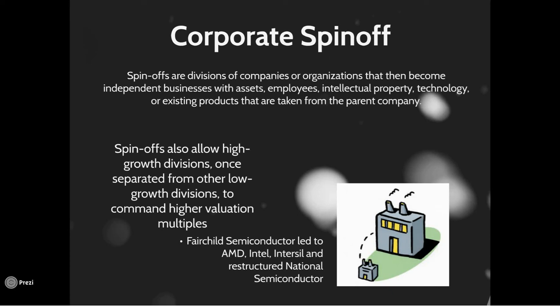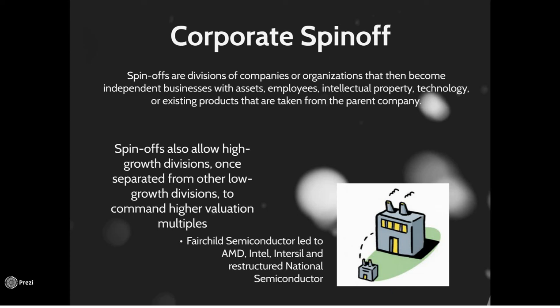And this is done to kind of isolate the different growth factors or the properties of the company. So sometimes a spin-off may have higher valuation or higher rate of growth, and sometimes lower. So the company wants to split off in order to get higher valuation multiples. Basically, how much the company is worth.